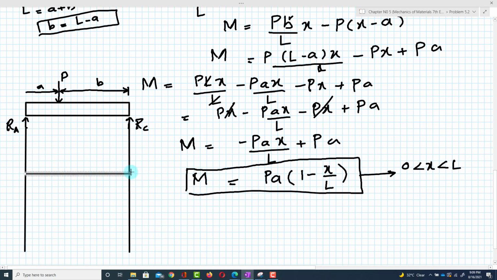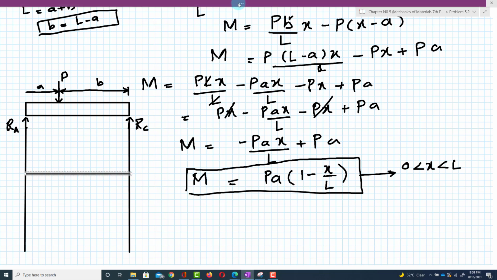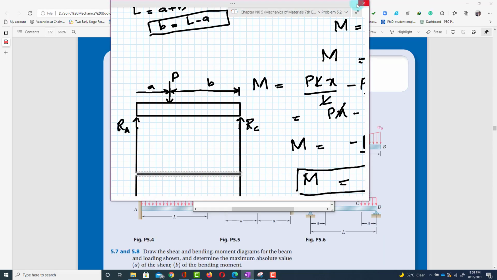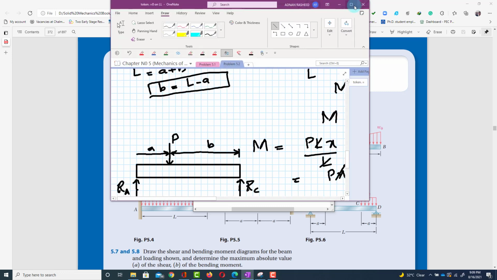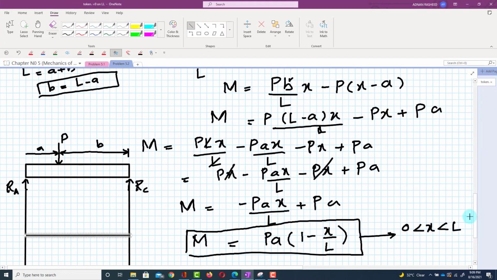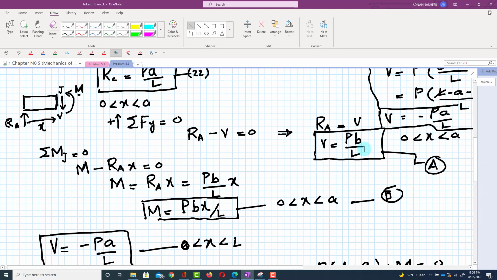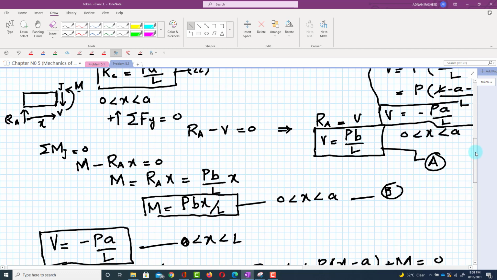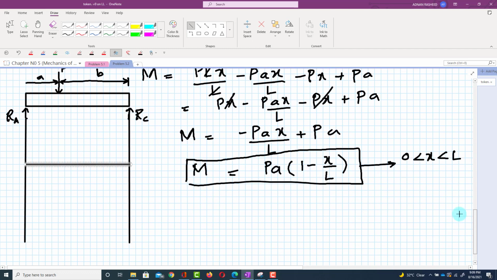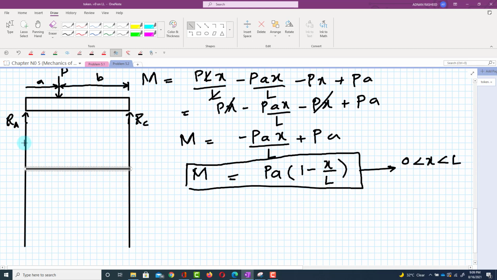So first I will draw the shear force diagram. If you remember equations A and B, this was the equation for shear force when X is greater than 0 and less than A, that is P B over L. It means this is some positive value from this point.